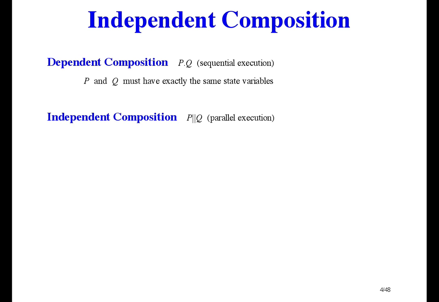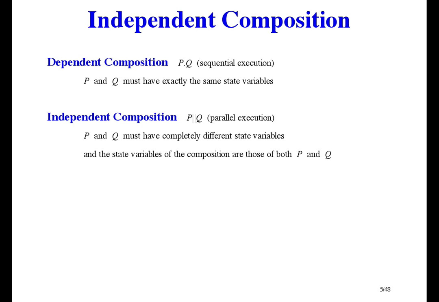Independent composition, P parallel Q, is implemented by parallel or concurrent execution, which means executing P and Q at the same time. When we put two or more programs in parallel, we call them processes. For independent composition, P and Q must have completely different, disjoint state spaces. That's so that they won't interfere with each other when they are being executed. The variables of the composition are the variables of all the processes being composed.